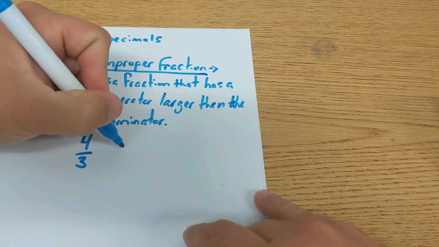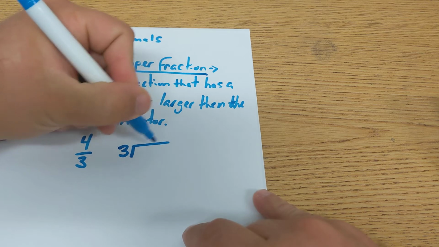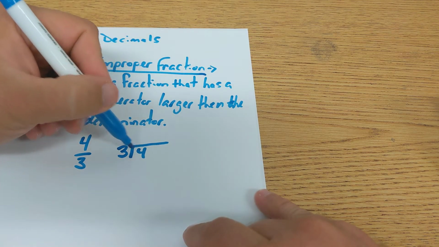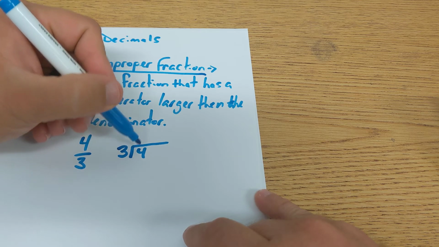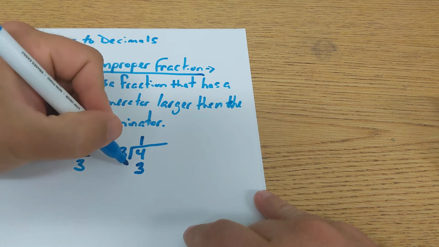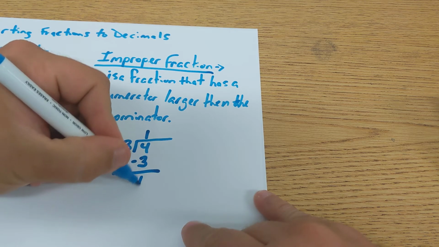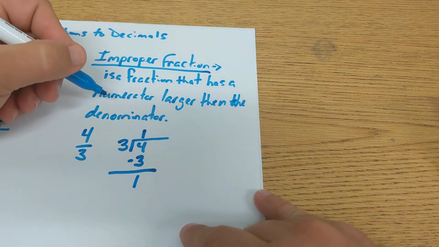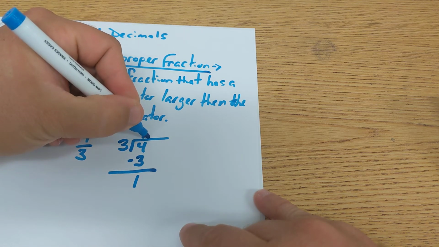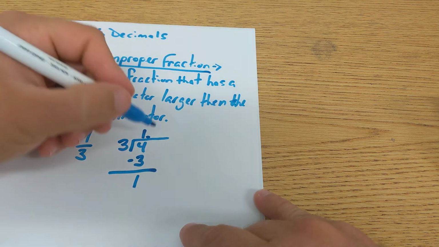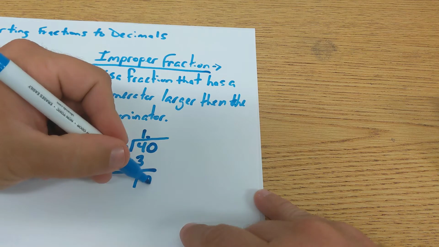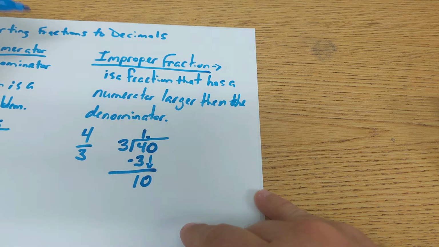We have 4 divided by 3. So 3 goes into 4 one time. 1 times 3 is 3. We subtract, and we get a 1. Well, will 3 go into 1? No. So our decimal point comes into play now. Now we can add as many zeros down here with this 4 as we want. So we just drop that 0 down.